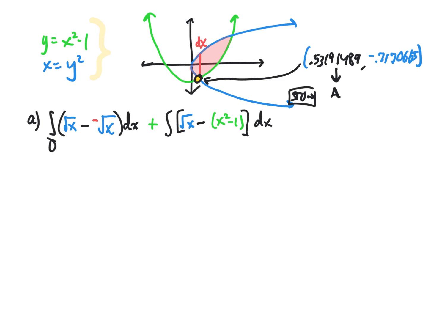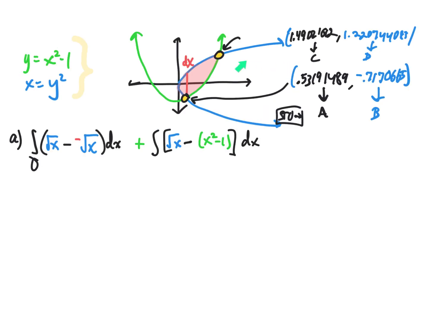We'll store that in A, we'll store this in B, and then let's also go ahead and find this intersection point while we're at it. When you find the intersection of this function and y equals the positive square root of x, we get this x value and this y value. I'm going to store that in C and that in D.